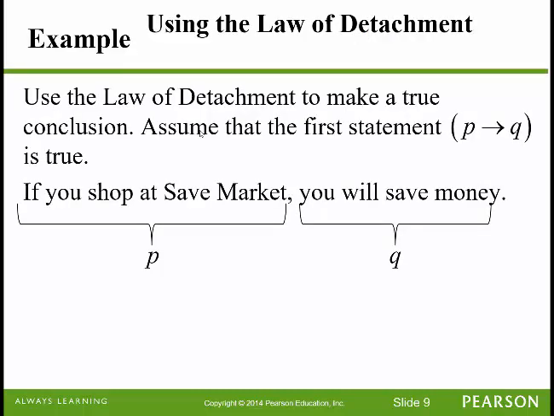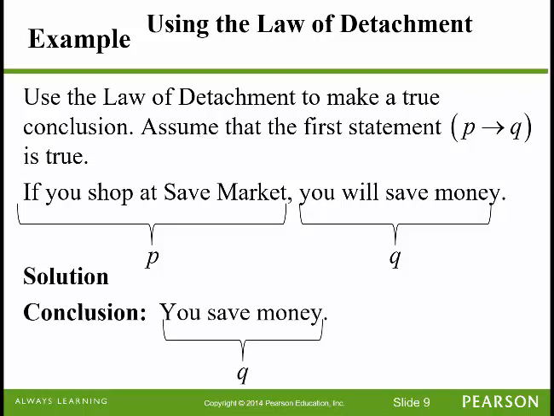All right. Let me give you an example. So using the law of detachment to make a true conclusion. All right, assume that the first statement, the P implies Q, is true. So if you shop at Save Market, then you will save money. If we assume that the P is true, our conclusion that you will save money is also true. That's what the law of detachment is saying. If you have P implies Q is true, and we know P is also true, then the second part Q must also be true.